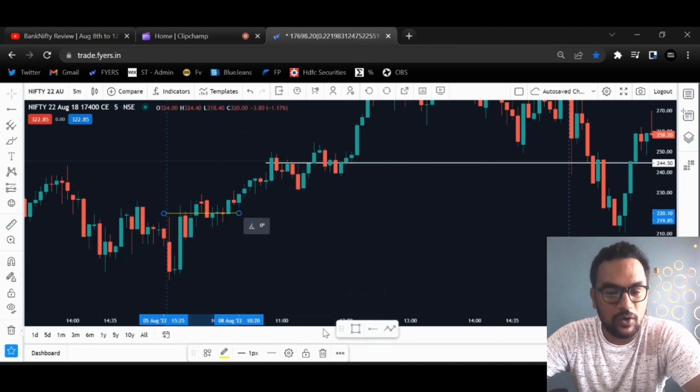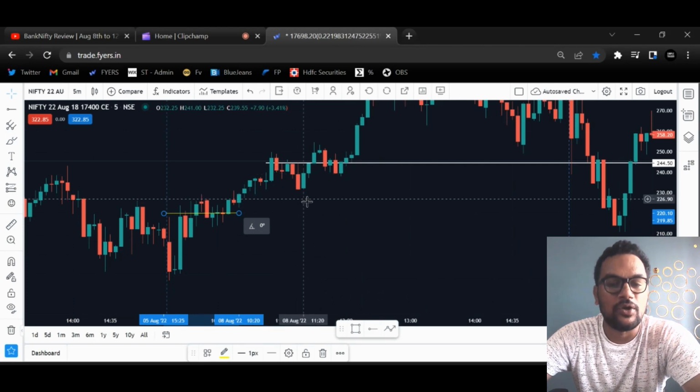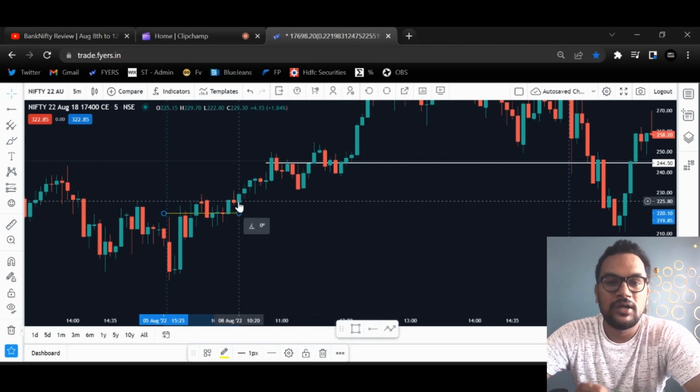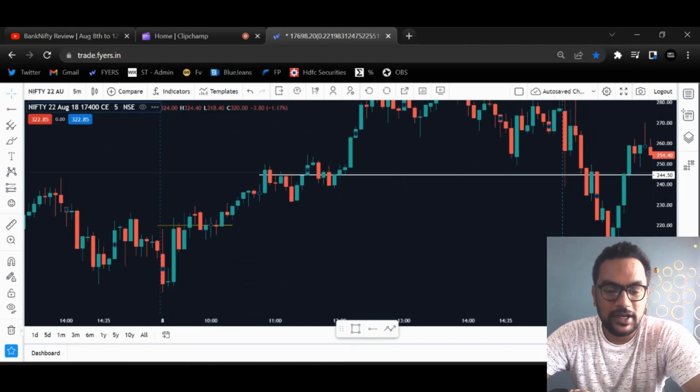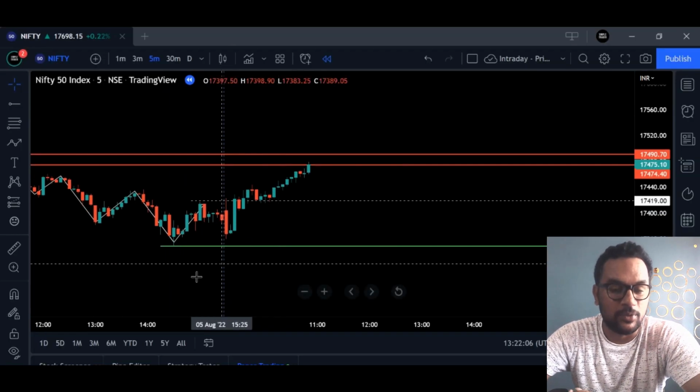If the price comes down and takes your SL, no problem. You're not going to lose anything. You already made a 20 rupees movement in your option, right? Let's see what happened in options. Sorry, in the spot.